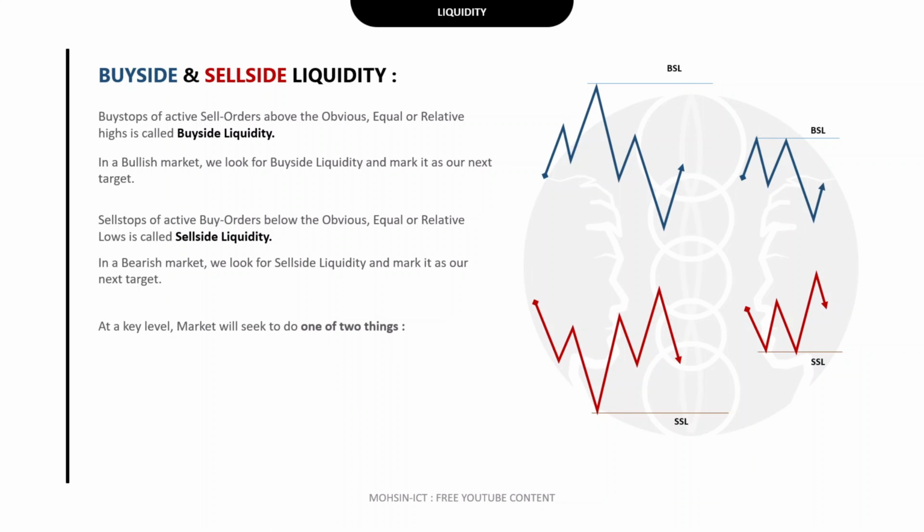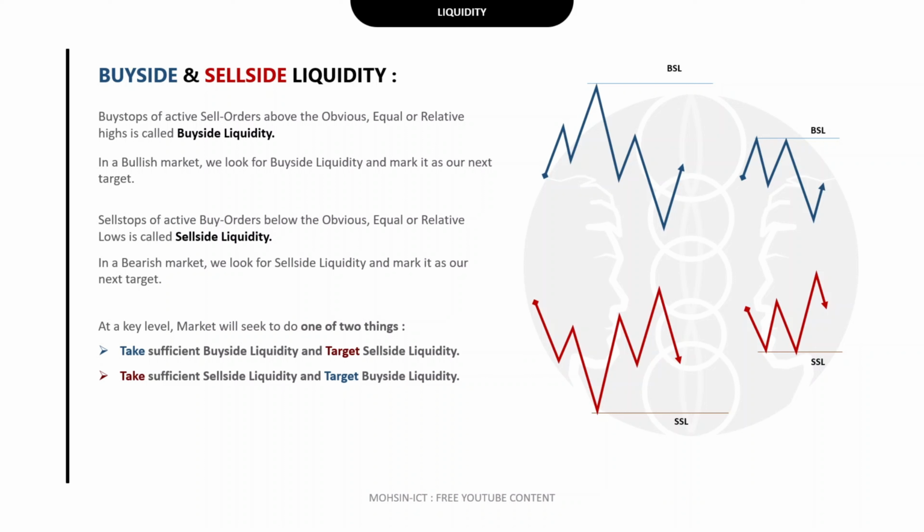At a key level, market will seek to do one of two things. Now, this one is very crucial. Market will either take sufficient buy side liquidity and target sell side liquidity, or it will take sufficient sell side liquidity and target buy side liquidity. You see, there's a certain cycle that repeats in the algorithm in order to generate liquidity and target liquidity at the same time. Which one will be one of those depends upon the market direction and higher time frames. You will understand it better once we go through the charts.